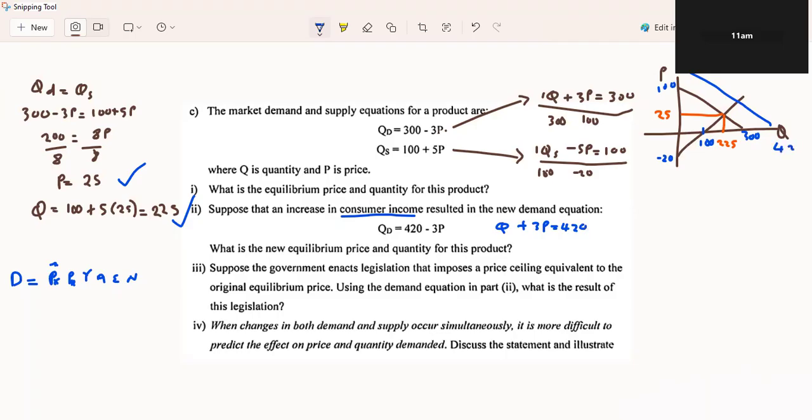Then also 3 into 40, we're going to get 120. 1 carry 1, 140.